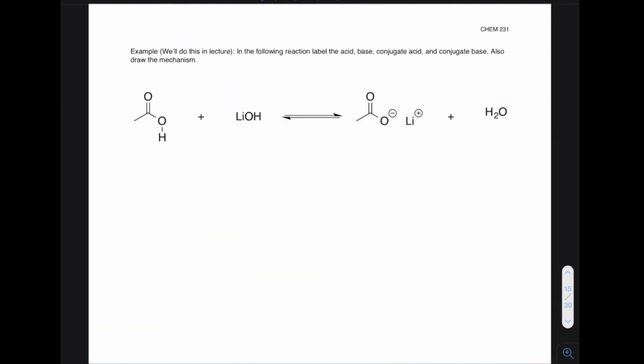So we'll do this example in class, but on your own, before lecture, try this. Try to label the following reaction with the appropriate terms: acid, base, conjugate acid, conjugate base, and try drawing out the mechanism using that curved arrow format.